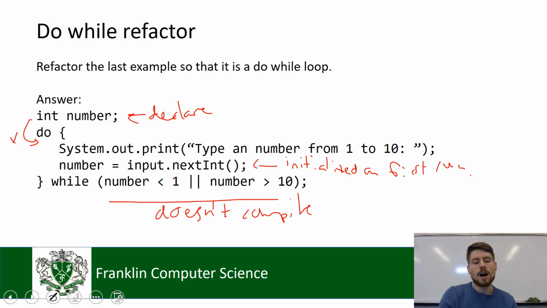Now note, we don't have to prompt more than once. We don't have to write the system.out.print more than once. We can write it just once now. And the only thing that really changed was that the while is at the bottom, and we had to declare the variable that we're testing before the loop. Okay, so that would be how you could do a do while loop.